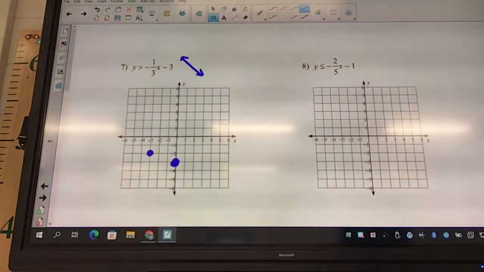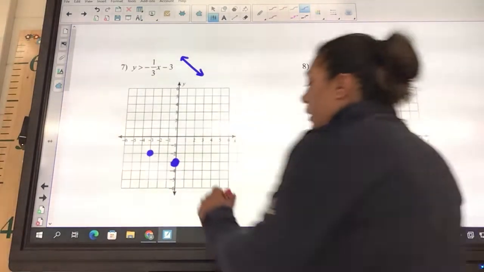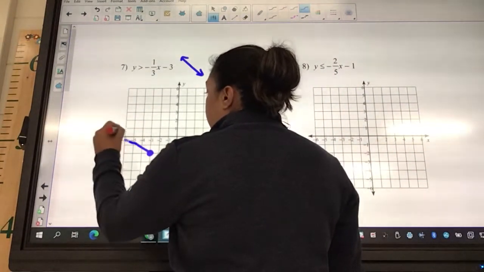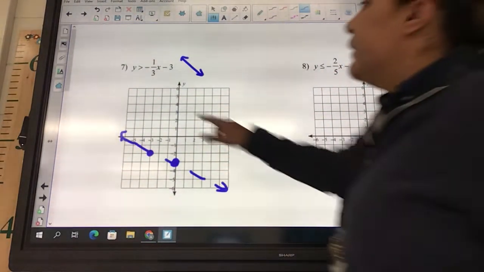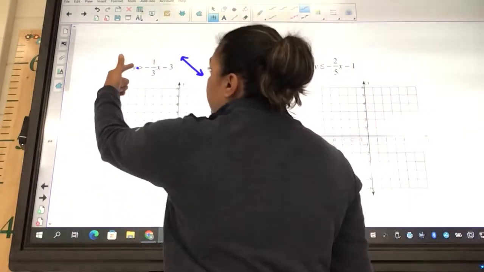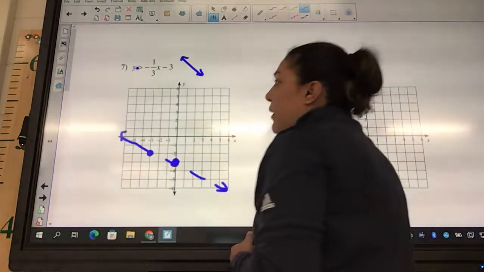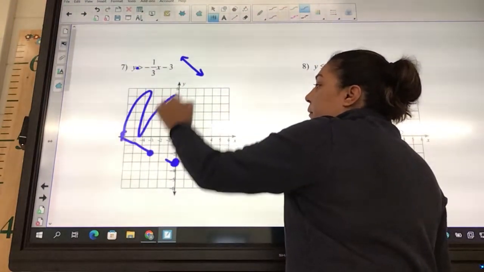Should that be a solid or dotted line? Okay, it should be a dotted line. And then it says y is, and we touch the bigger part of the mouth first, okay? If you're reading from left to right, we touch that bigger part of the mouth first. And so that means we're gonna shade above.